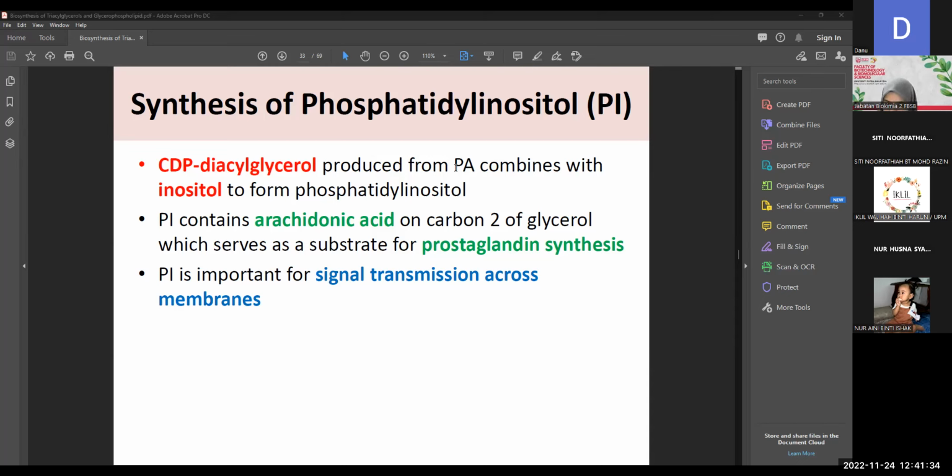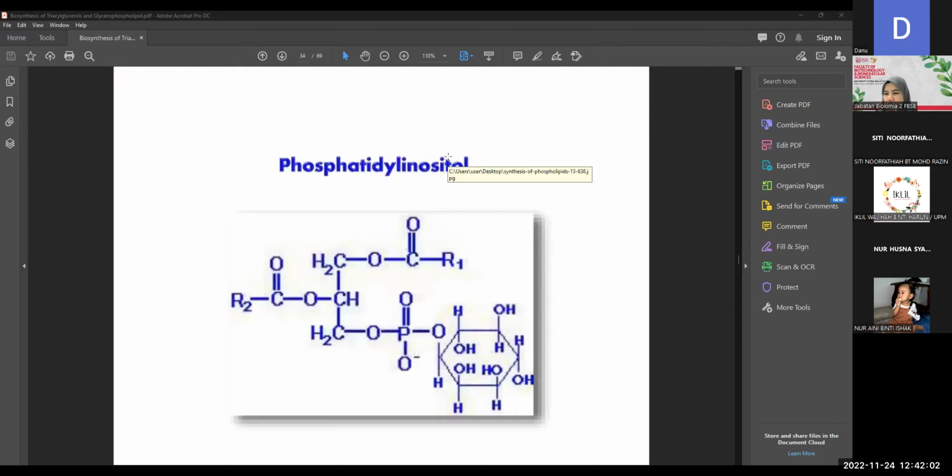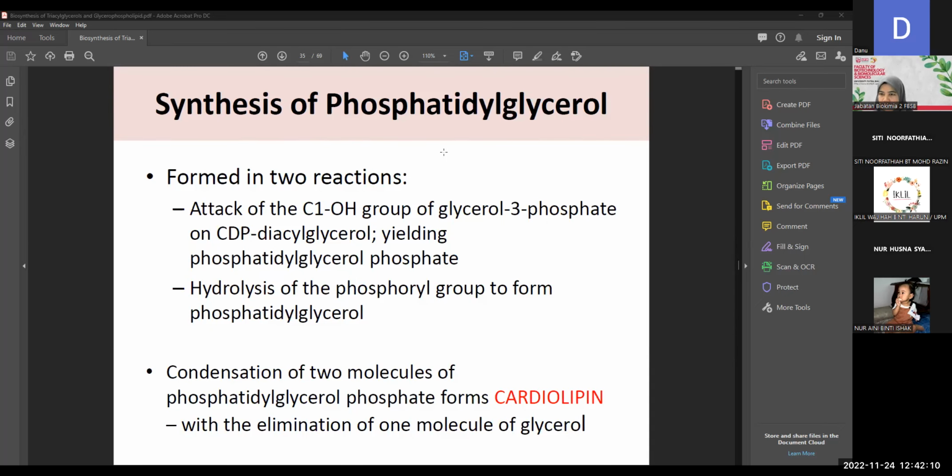Okay, so this PI is important for signal transmission across membrane. Nanti dengan kelas Dr. Izwan, we are going to discuss all this mechanism dalam signal transmission, how this lipid membrane plays an important role dalam nerve signal transmission, neurotransmitter. There are many more. That one is Dr. Izwan punya part. Remember the structure of phosphatidylinositol.